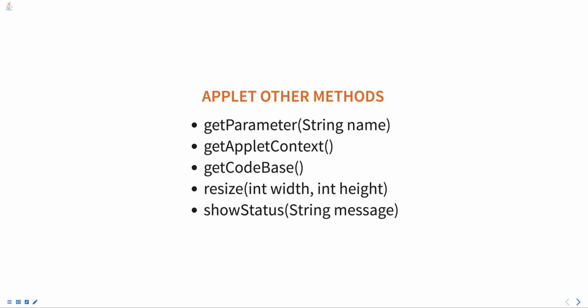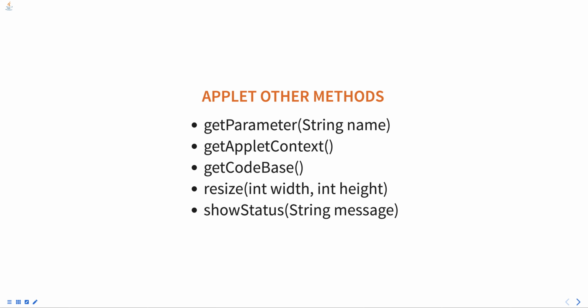getAppletContext. This method is used to get a reference of the applet's context, which provides information about the environment in which the applet is running. getCodeBase. This method is used to get the URL of the directory where the applet's class files are located.